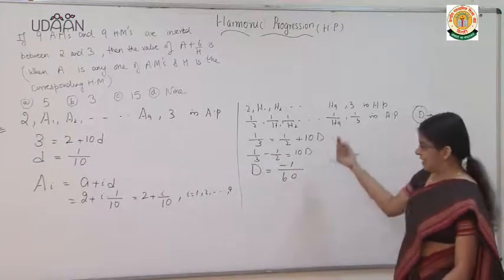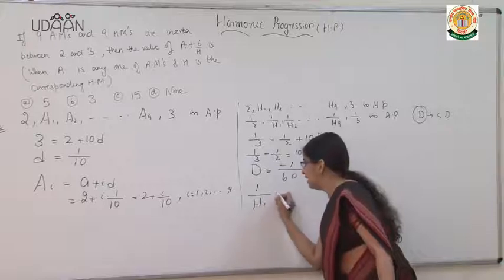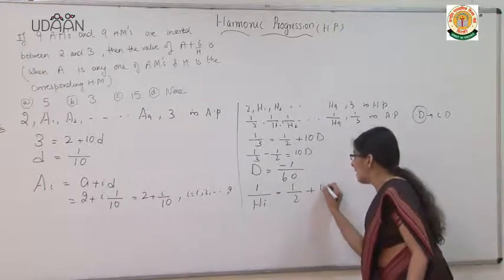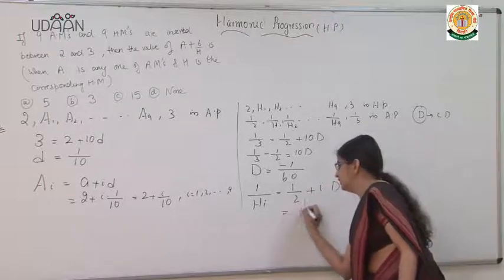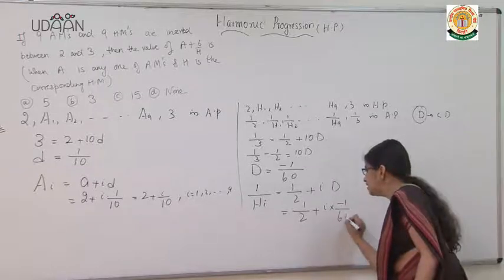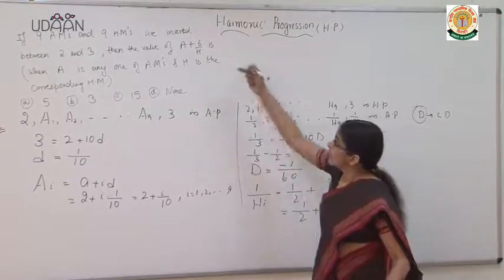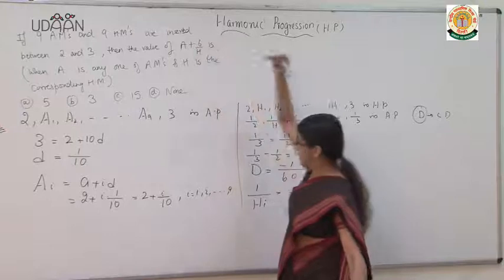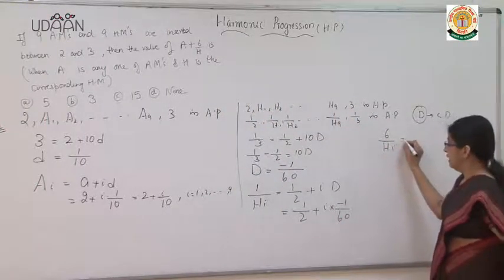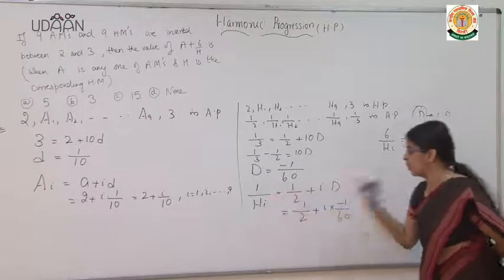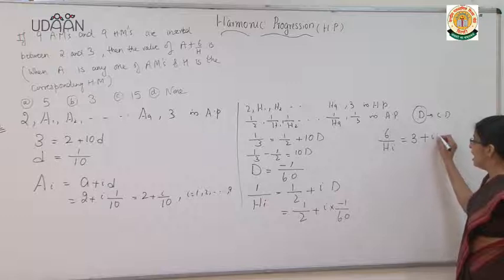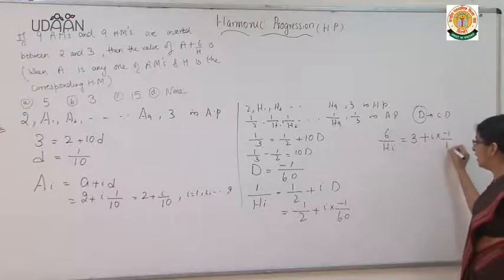Now let us find Hi. 1 by Hi equal to 1 by 2 plus i times D, is 1 by 2 plus i times minus 1 by 60. Look, here we need the value of 6 by H. So 6 by Hi is equal to, multiply throughout by 6 to get 3 plus i times minus 1 by 10.